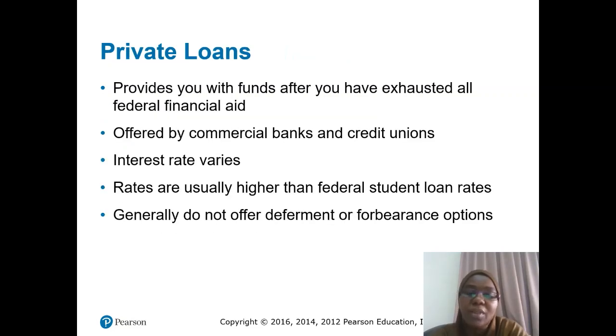Private loans provide you with funds after you have exhausted all your federal financial aid. They seem to be the last resort. They are offered by commercial banks and credit unions. Their interest rates also vary across the private lenders. The rates are usually higher than the federal student loan rate, and that is why you need to consider the federal student loan rate first. They generally do not offer deferment or forbearance options. There is no option of deferment or forbearance when it comes to private loans.